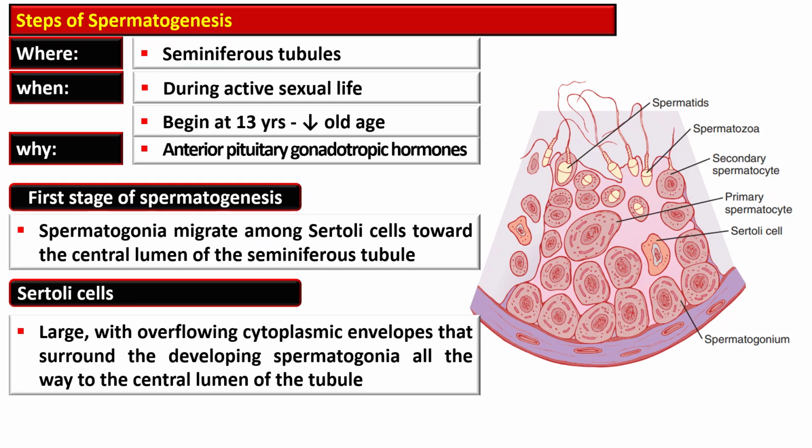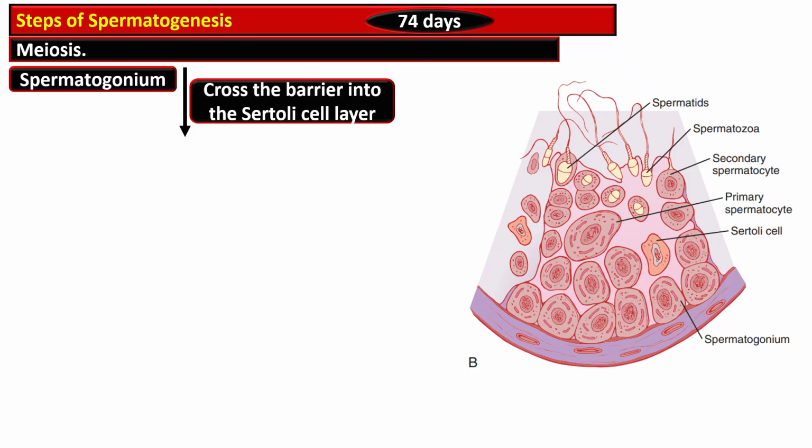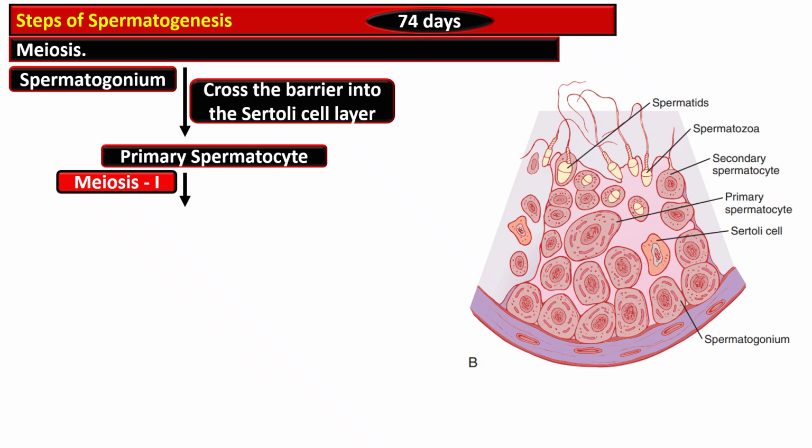They migrate between the Sertoli cells toward the central lumen of the seminiferous tubule, and these Sertoli cells are large supporting cells. Their cytoplasm envelops the developing germ cells, and these cells nurture and protect spermatogonia as they develop into mature sperms. The spermatogonia that cross into the Sertoli cell layer become primary spermatocytes. These cells are larger, and they prepare to undergo meiotic division. They undergo meiotic division.